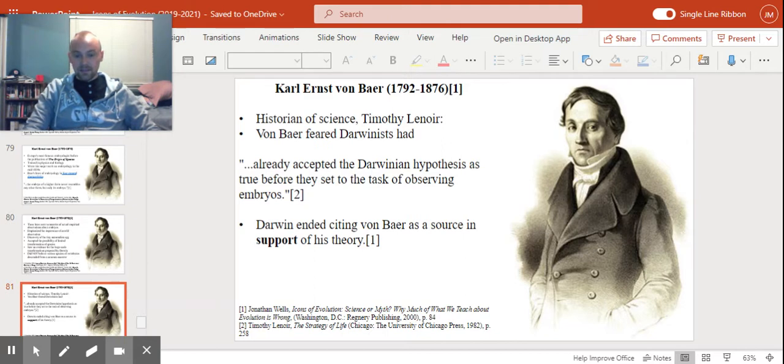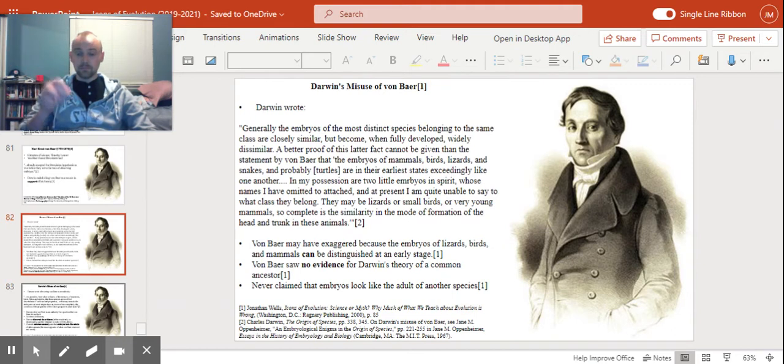Darwin ended up citing von Baer as a source to support his theory. Now, von Baer says these things, even though von Baer may have had some level of agreement in some ways with the idea of evolution, he had some pretty serious differences and critiques of the Darwinian model. But Darwin ends up citing von Baer as support for his theory.